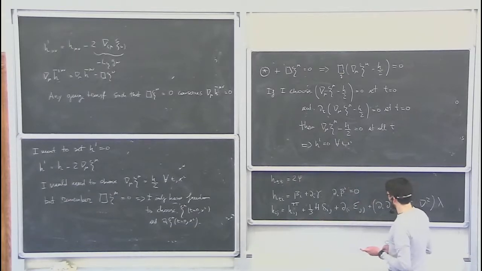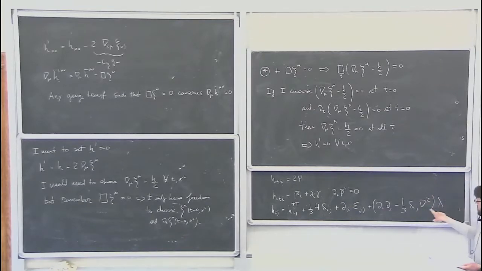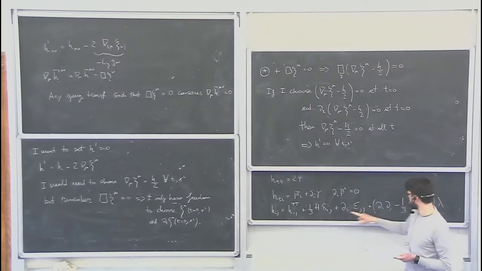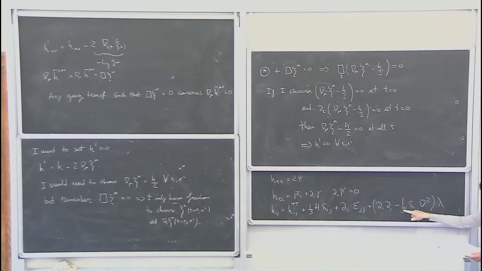You can also write, if you have a scalar lambda, a term of this kind, a traceless one. You can promote the scalar to a tensor by taking two derivatives, and because you've already singled out the trace, you want to take the traceless part of this double derivative of lambda. So this is another way in which you can write a rank 2 tensor from a scalar.